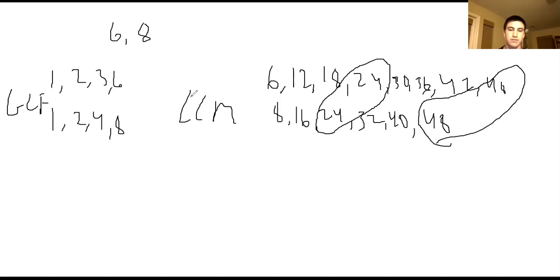And then least common multiple is just what it says. We're finding the least common multiple. So we have 2 common multiples, and we're finding whichever one is smaller. In this case, 24 is smaller. Therefore, 24 is the least common multiple of 6 and 8. Okay, that's all.